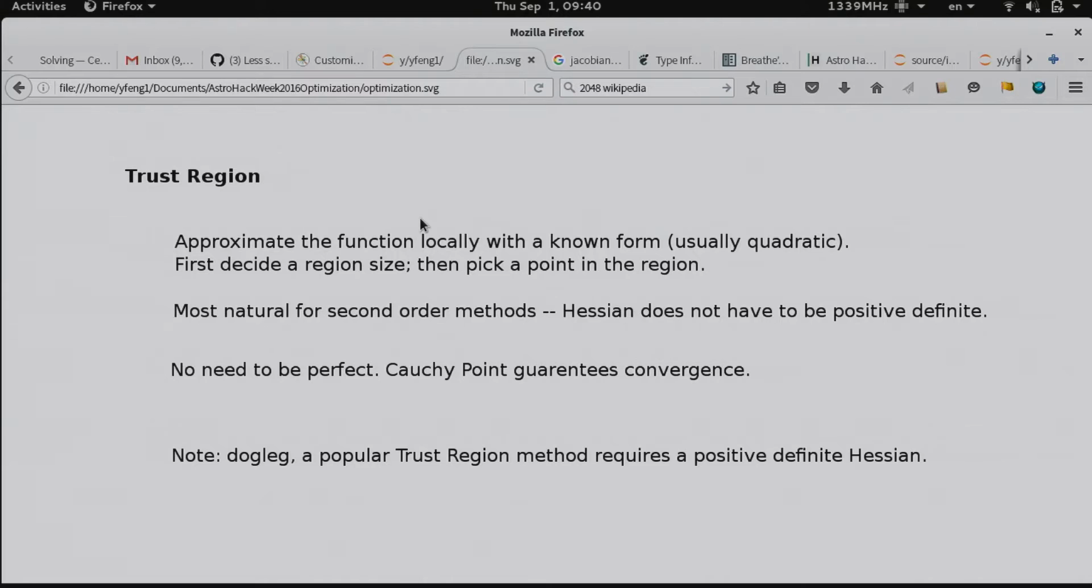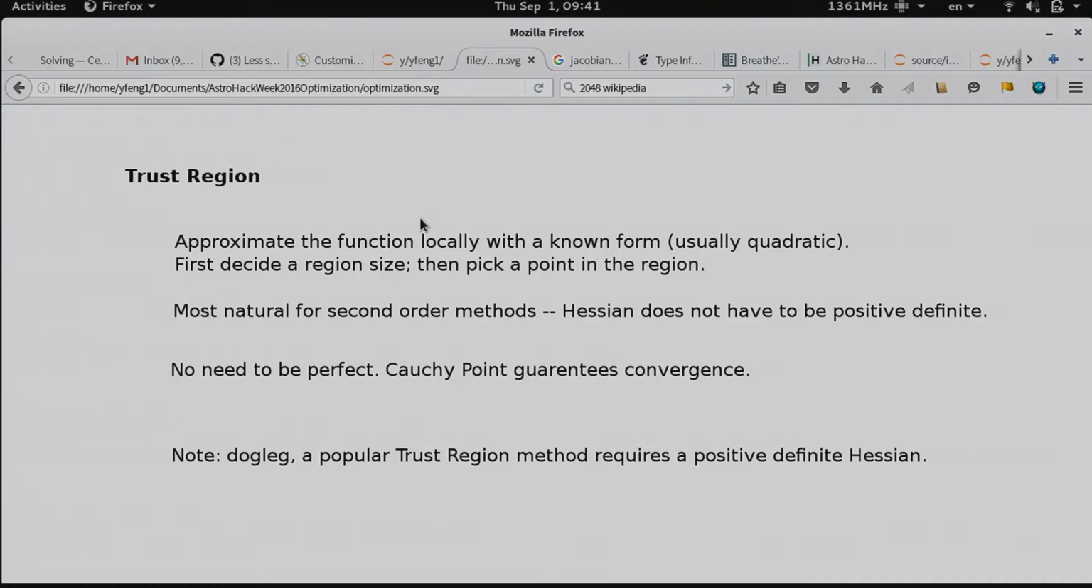And so it's most natural for second order methods, if you think about it, for quadratic methods, because the known form is quadratic. Right? We approximate the function with a quadratic form. So we better know the function up to the second order. Also, because we are approximating the function with a known form, the Hessian of the function doesn't have to be positive definite. As long as the function has a Hessian, we can write down the quadratic approximation.